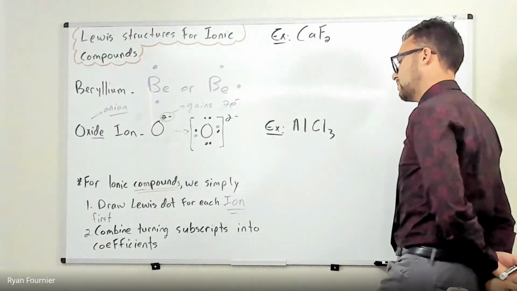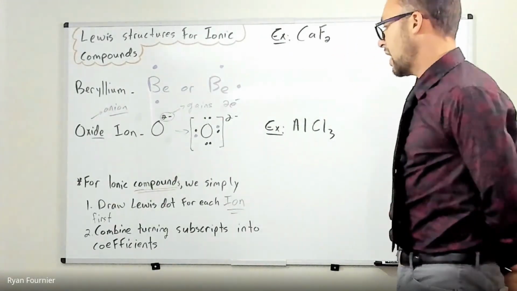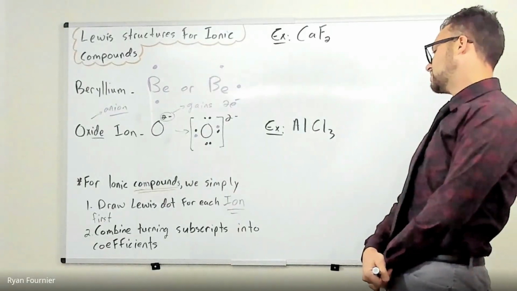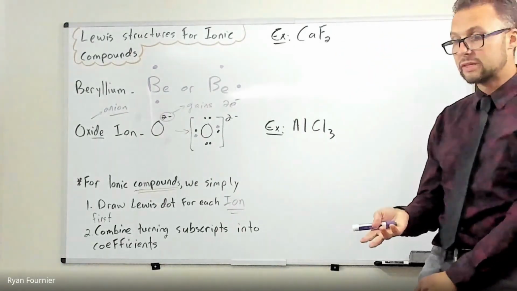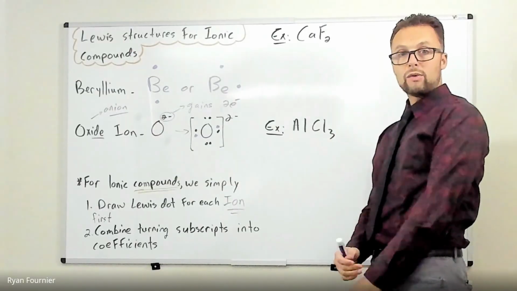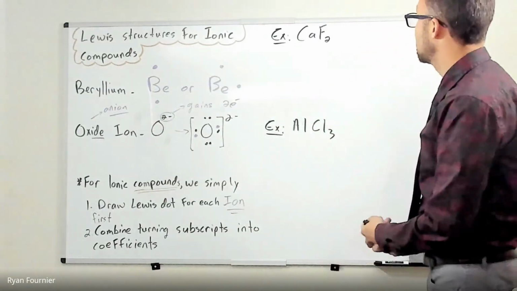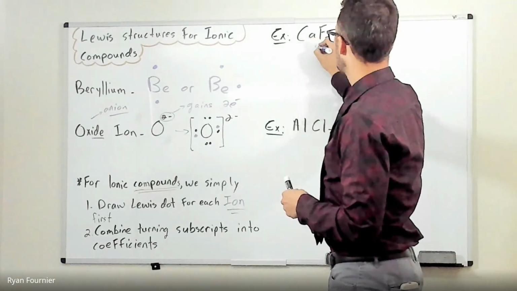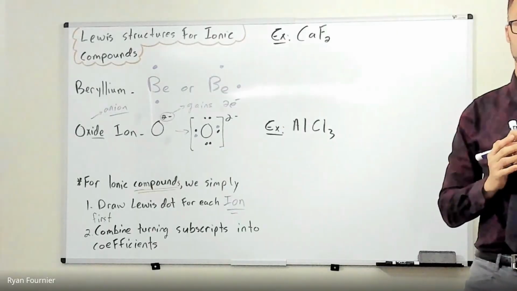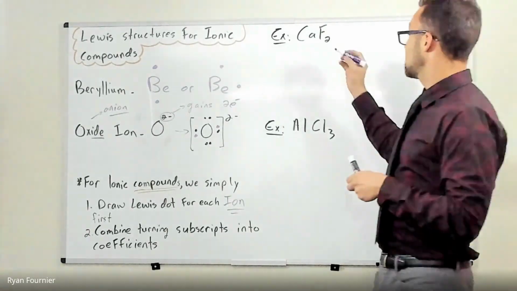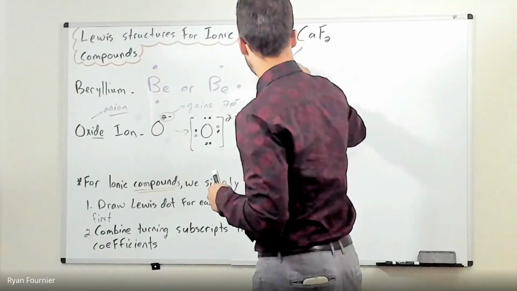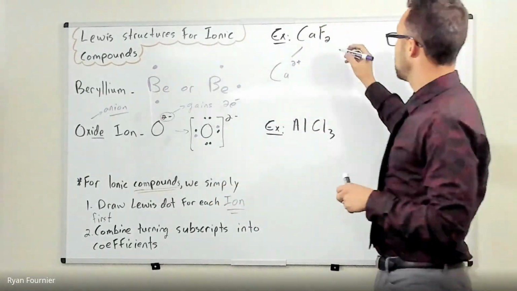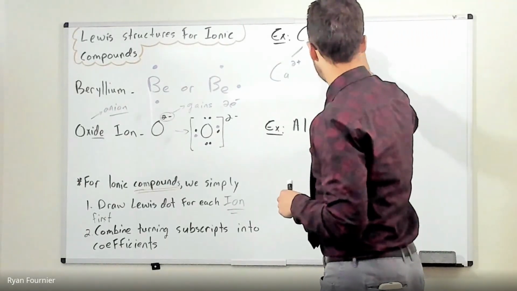So you would draw the Lewis dot for each ion, and then you're going to combine the 2 ions, in some cases 3 ions, turning subscripts into coefficients. And we'll kind of show you what that looks like. So you can draw these in 2 ways. So if I have calcium fluoride, I've got to break this into its ions. So that would be calcium. If you look at the periodic table, it's 2+. And then your fluorine would be fluoride, it'd be F-.